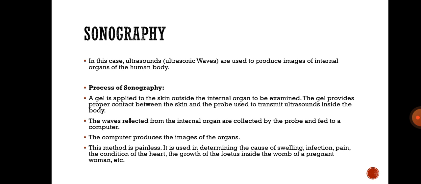So, in this case, ultrasonic waves are used to produce images of the internal organs of the human body. As it is given in the first point, an instrument is there which produces ultrasound, and that ultrasound produces images of the internal organs of the human body. Now, let us see how it works. We will study the process of sonography.